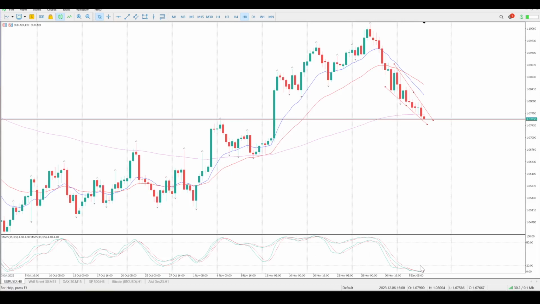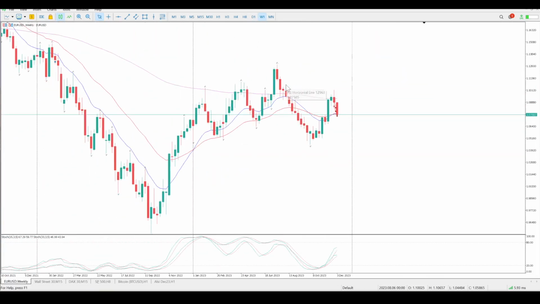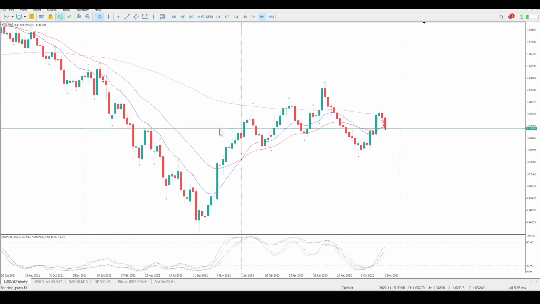I'm still very reluctant to be chasing this short. We have got the crossover now, and it has sort of broken through the 155 EMA, but I'd want to see a move down and then a retest of this before committing to shorts. So if we just get to the weekly level, I want to highlight something here.